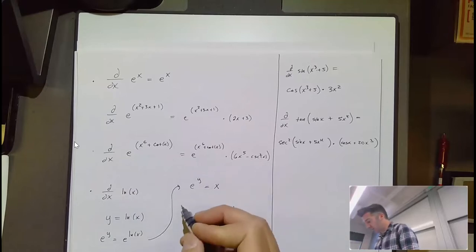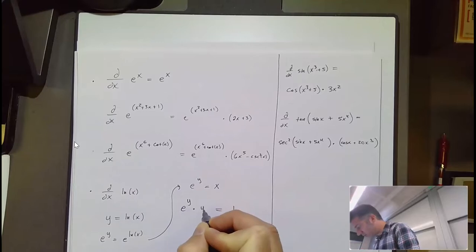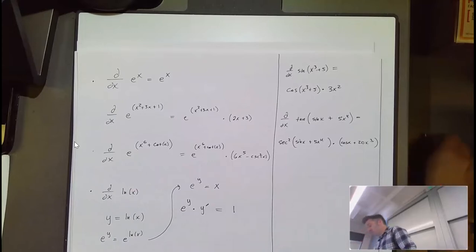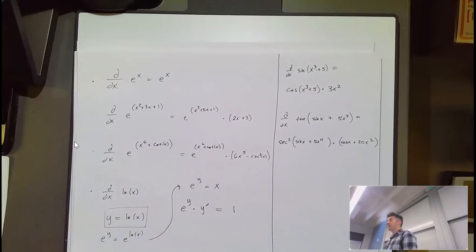Right. So we're going to get e to the stuff times the derivative of the stuff. And the reason we need that is because y is a function of x, right? It's not just the variable x. So when we have the derivative of e to the y, we really need to multiply by the derivative of the stuff. Well, that's great because we're trying to figure out what y prime is, right?